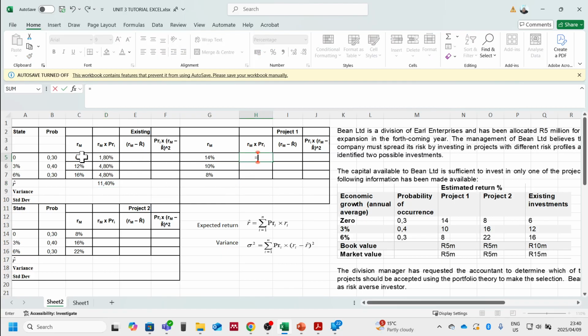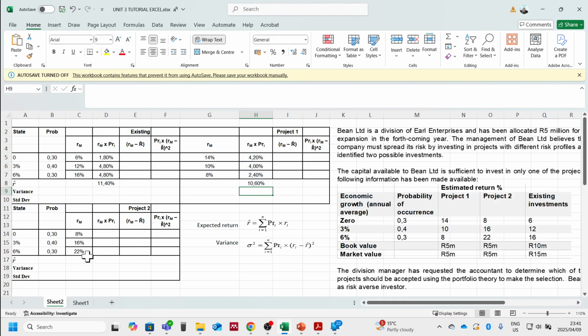We can do the same for project one by saying this equals the probability multiplied by the anticipated return, giving us 4.2. Then for 10%, this gives us an expected return of 4%. And when the state of the economy is at 6% growth, we expect the return to be 2.4%, at an anticipated return of 8%. So the overall expected return becomes 10.6%.